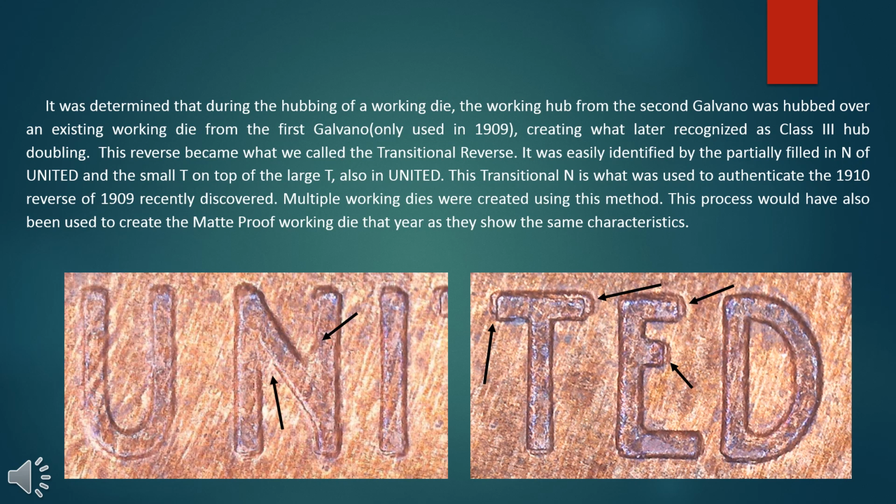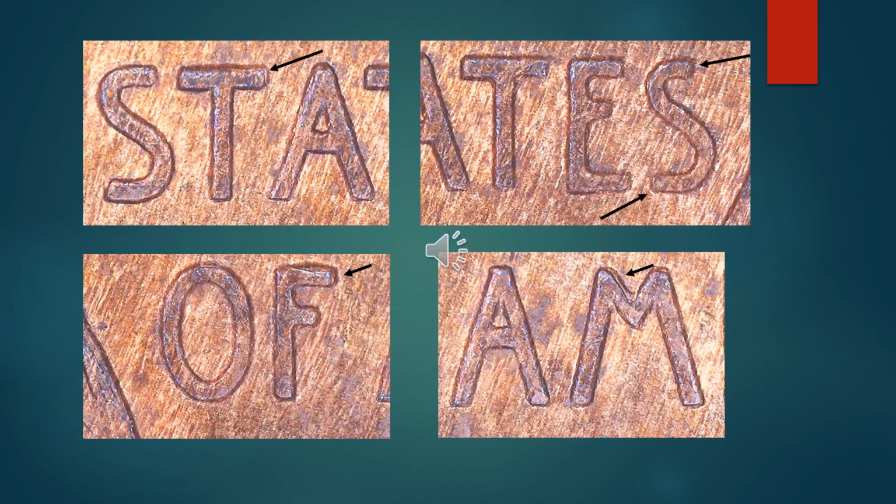Multiple working dies were created using this method. This process would have also been used to create the matte-proof working die that year, as they show the same characteristics. The Class 3 hubbing can also be seen in the T and S of states, and the F of, and the M of America.